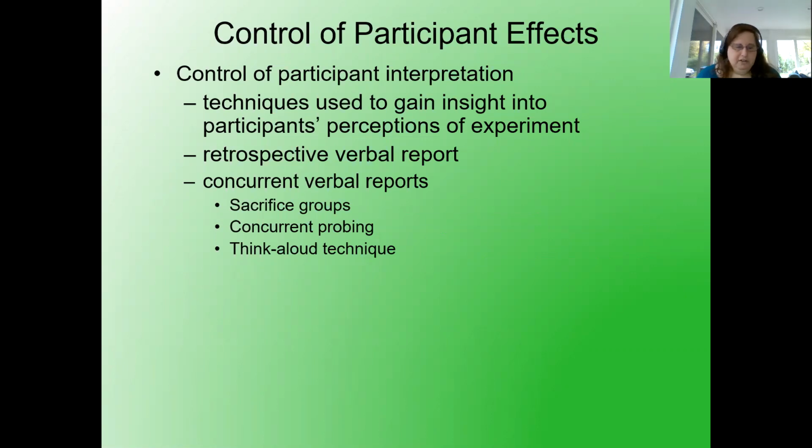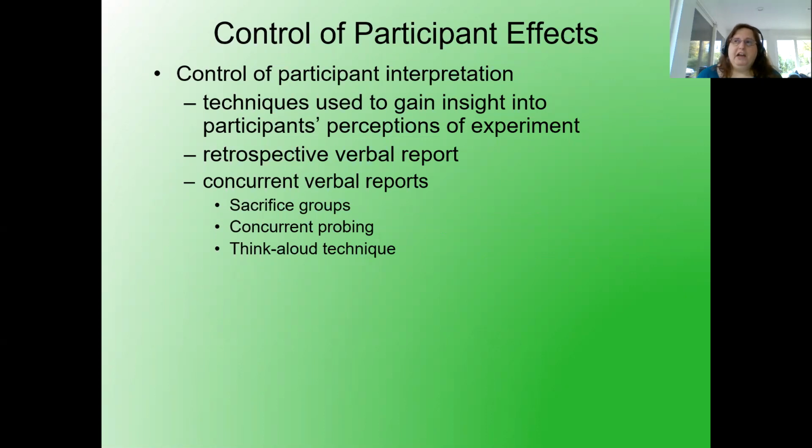And that's good. But sometimes people prefer actually to find out right in the moment what the participant is thinking. Now that's called a concurrent verbal report. And there's different ways to do a concurrent verbal report. First, there's what's called sacrifice groups. These are groups of participants who are stopped and interviewed at different stages of the experiment.